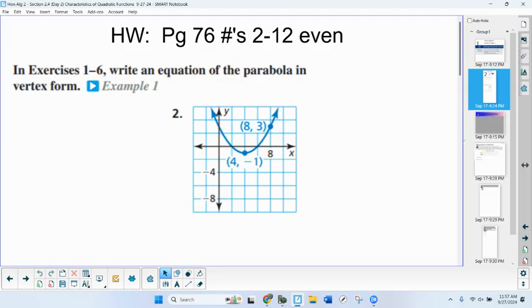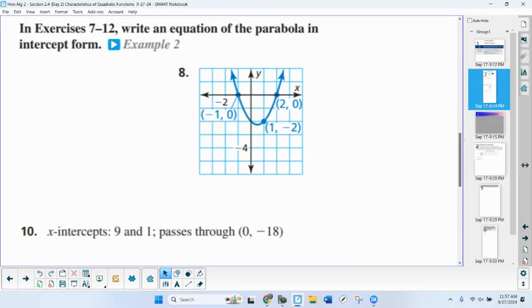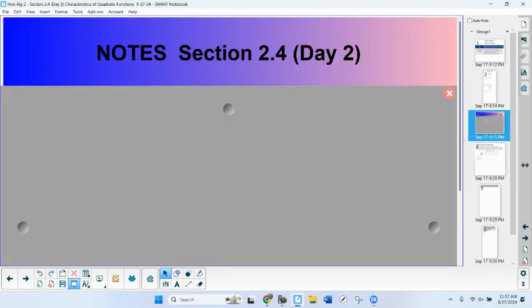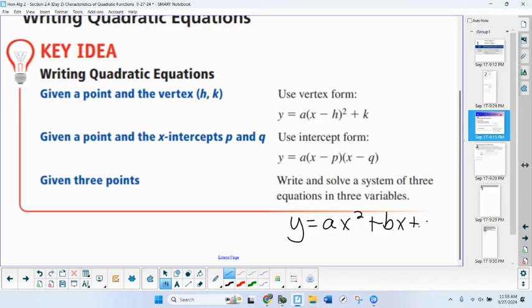So always make sure that you check what information is given to you. Am I given the vertex and a point? I'm going to use vertex form. Am I given the x-intercepts and a point? I'm going to use intercept form. Okay, so check for that. Then our third method that we're going to talk about today is if you are given 3 points. If you are given 3 points, you're going to use standard form to create 3 equations. Okay, 3 points, 3 equations. And that's what we're going to do right now.